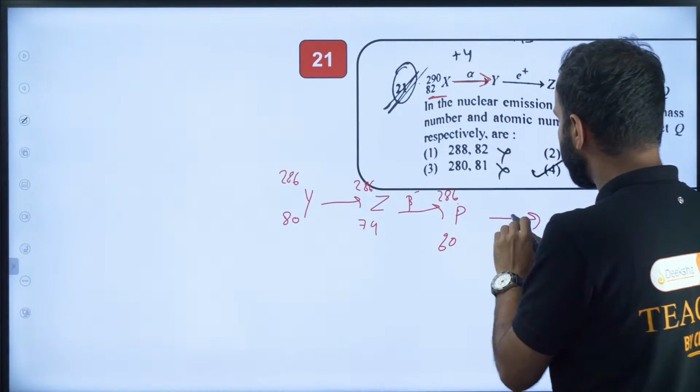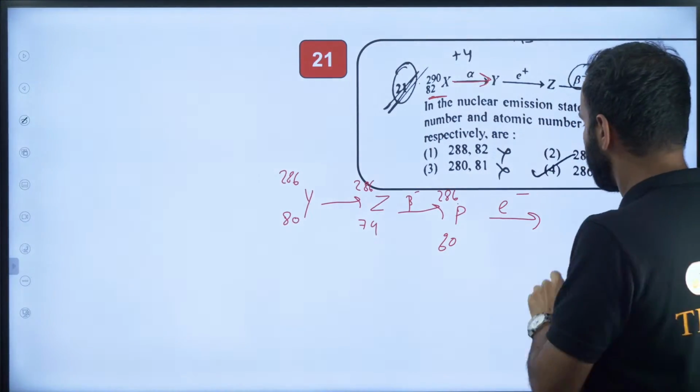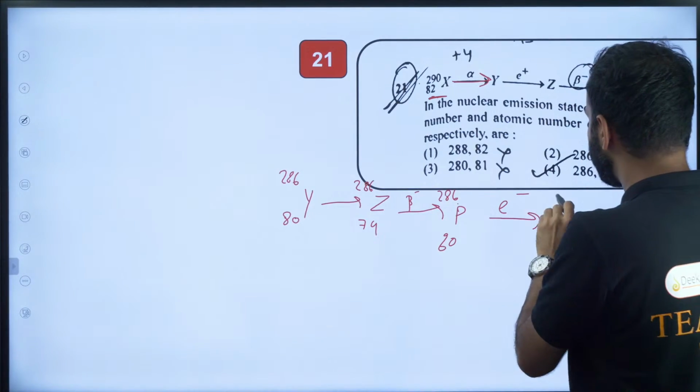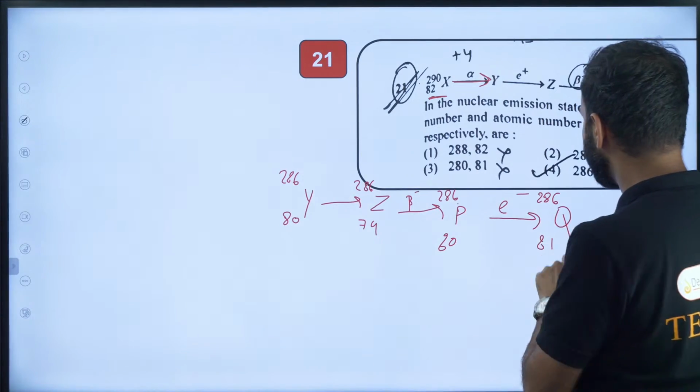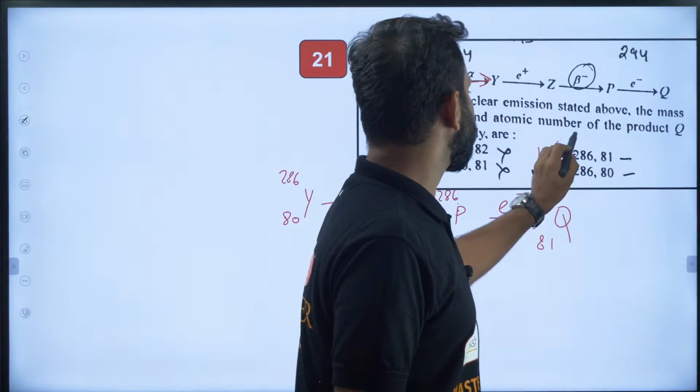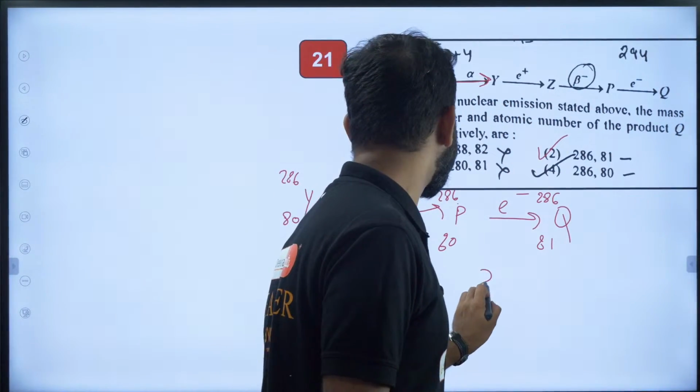Okay, so now it undergoes electron emission. The final product will have 286 mass number and 81 atomic number. So the correct option is 2.